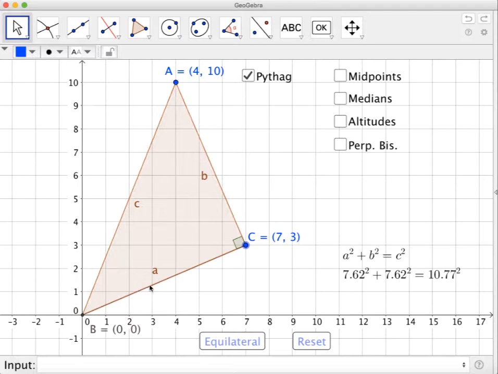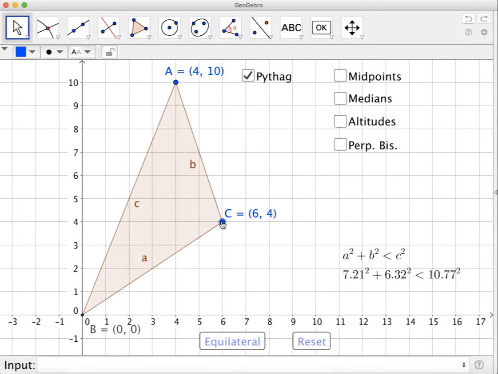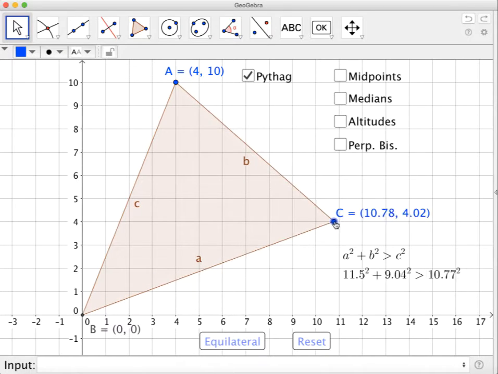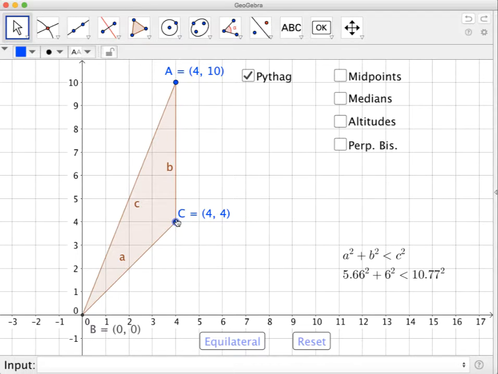Now we can see that a squared plus b squared, 7.62 squared plus 7.62 squared, is equal to the third side squared, 10.77 squared. We can make a different right triangle here. And again, we see that a squared, or 4 squared, plus b squared, which is 10 squared, is equal to c squared, which is 10.77 squared. Okay, so here when we have an acute triangle, a squared plus b squared is greater than c squared. When we have a right triangle, a squared plus b squared is equal to c squared. And when our triangle is obtuse, we can see that a squared plus b squared is less than c squared.